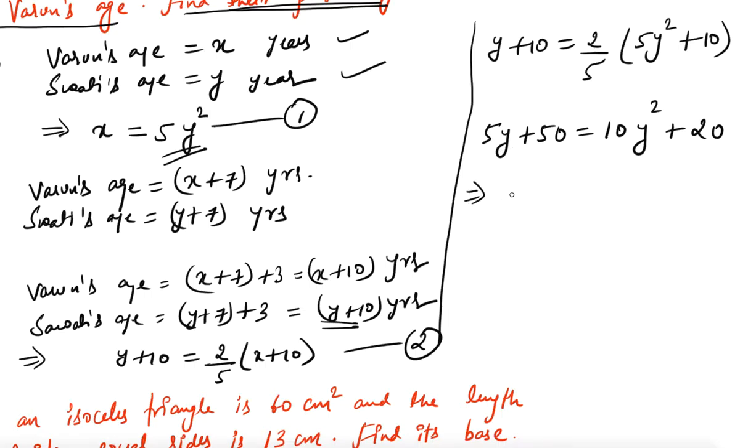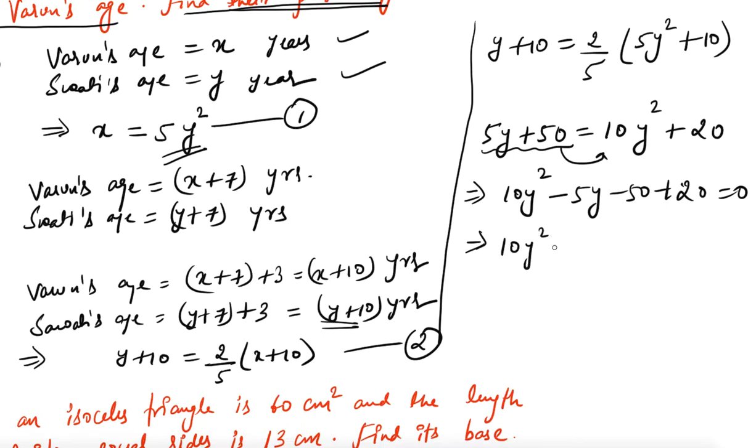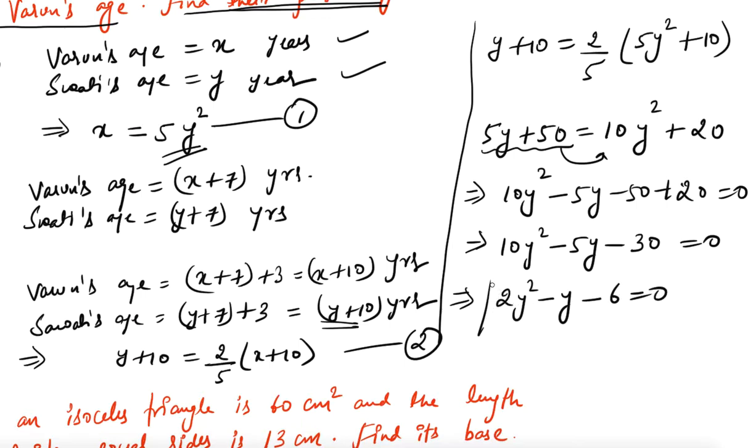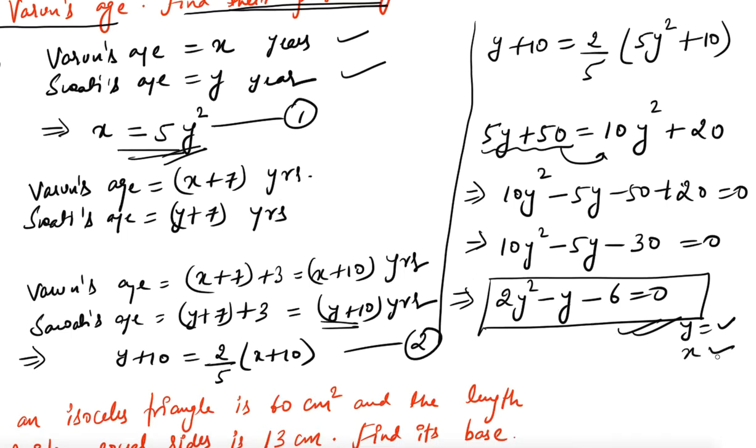After rearranging the terms, what will I have? 10y square. Okay, I'll take both of these terms to RHS, minus 5y minus 50 plus 20 equals 0. So finally I have 10y square minus 5y minus 30 equals 0. I can take out 5 common from this. So I got 2y square minus y minus 6 equals 0. This is my quadratic equation. After this, again you know how to solve, and you can easily solve it and find y. Once you know y, you know how x and y are related, and so you can find x also.